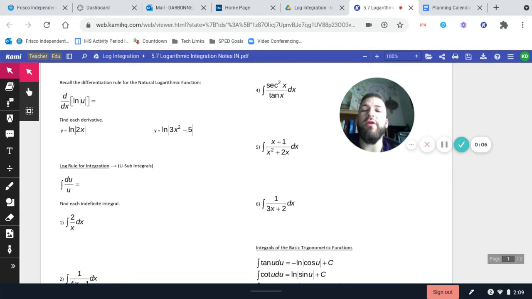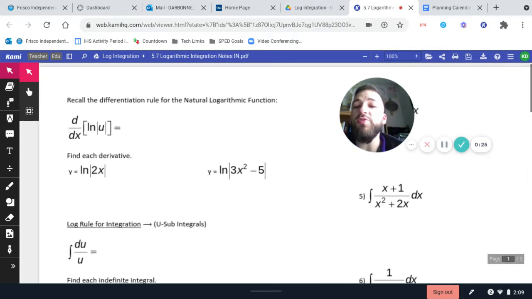So logarithmic integration is that natural log. Now, when I say logarithmic integration, it's not actually integrating natural log functions. Logarithmic integration is more of the integral of functions that become logarithms. So we're not really going to be integrating the natural log. Let's see what I mean by that.